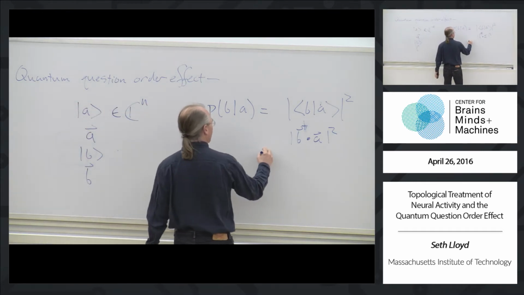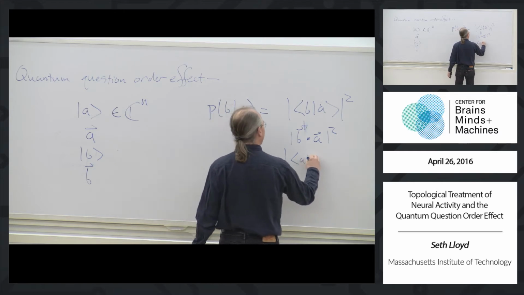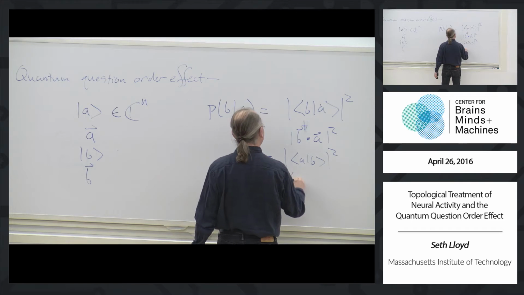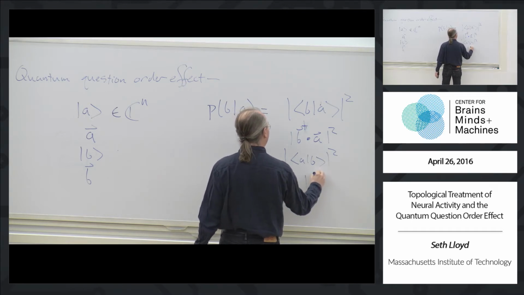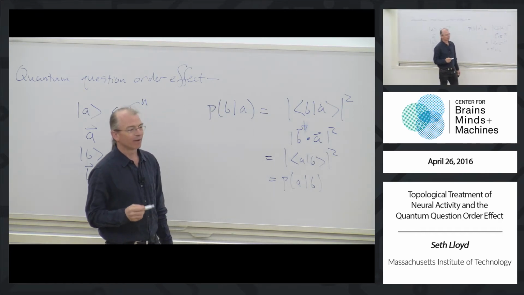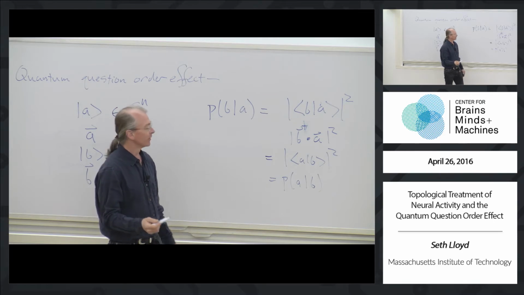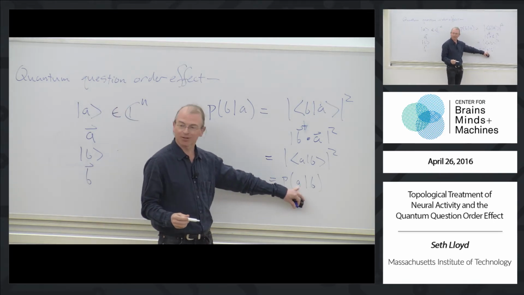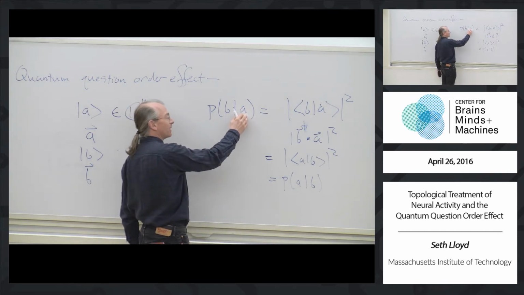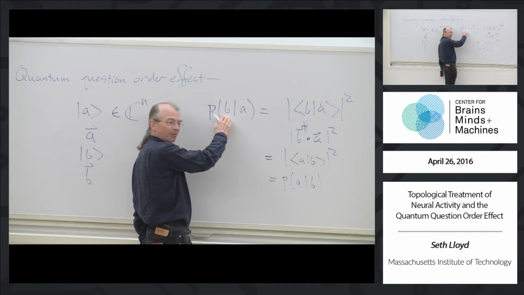But we note that this is also equal to the inner product taken in the other way squared, and that's equal to the probability of asking B first and then getting the answer A second. So if I asked the first question, got the result B, then the conditional probability for getting answer A for the second question is the same as the probability of getting the answer B for the second question, given that I got the answer A for the first question.